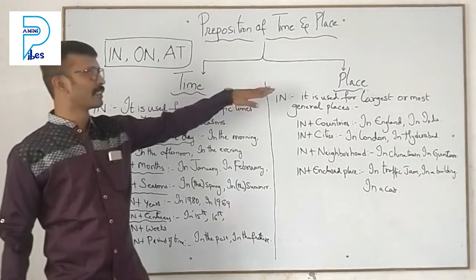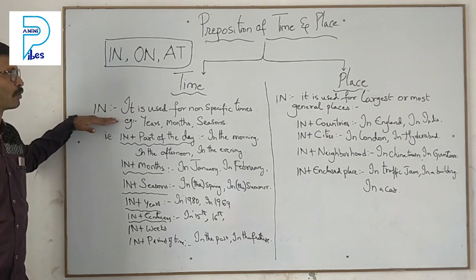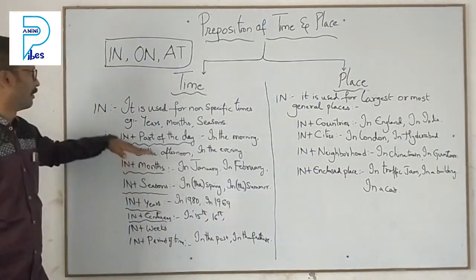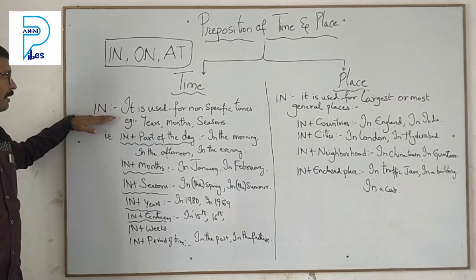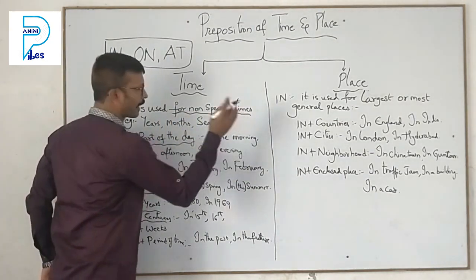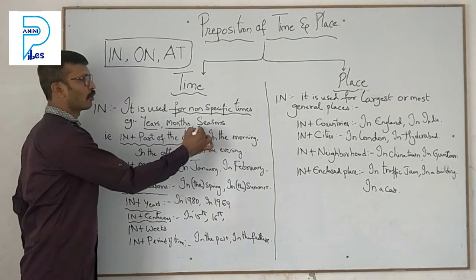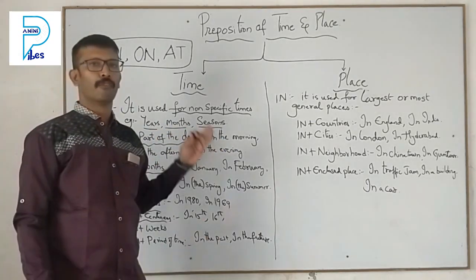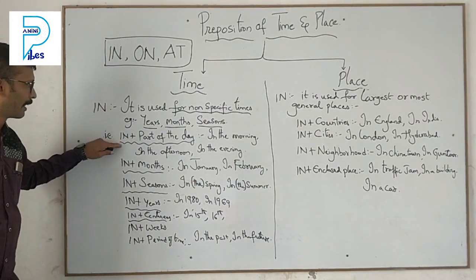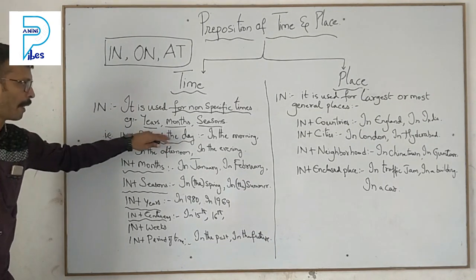One is in time and one is in place. Now let us learn when and how in is used as a preposition of time and as a preposition of place. In time, in is used for non-specific times. For example, when we mention years or months or seasons or other things, we use in. For further details, in is used with a part of the day, that is, in plus a part of the day.